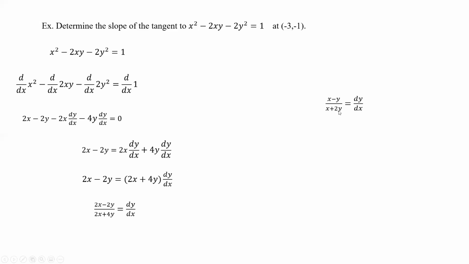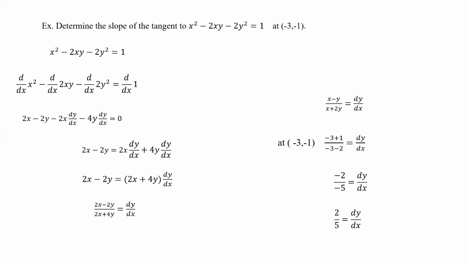Now our goal was to find the slope at the point negative 3, negative 1. So negative 3 will go in for x and negative 1 in for y. Add those together, and a better answer than negative 2 over negative 5 is positive 2 over positive 5. So the slope of the tangent at negative 3, negative 1 is 2 over 5.